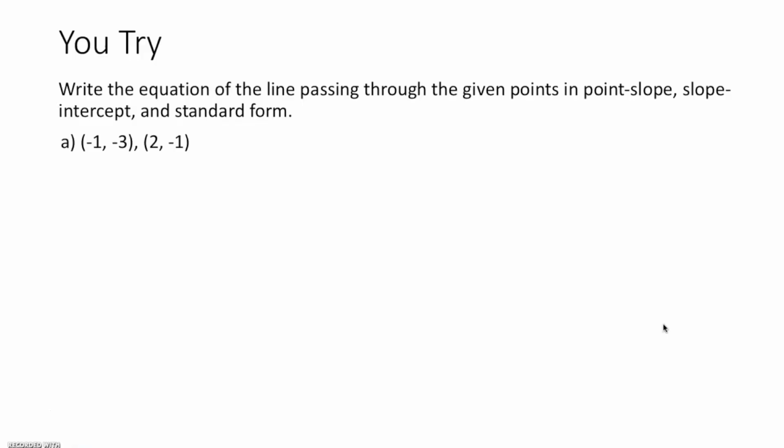You try! Okay, again, anytime it gives you 2 points and asks you to write the equation, you're going to start by doing point slope form first, where you need a point and a slope.